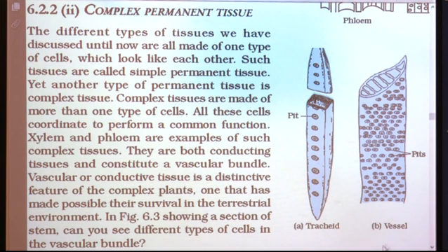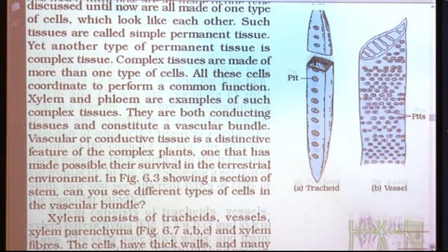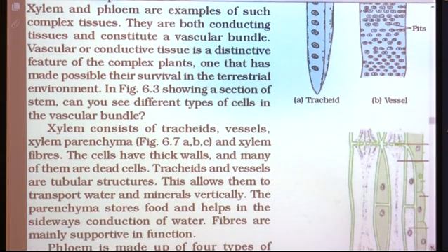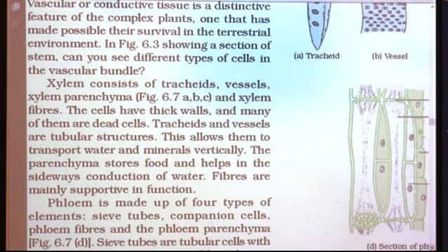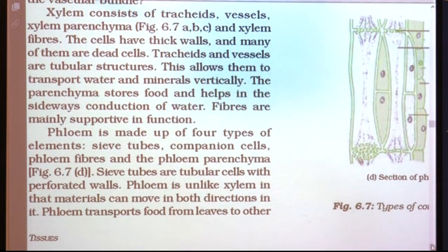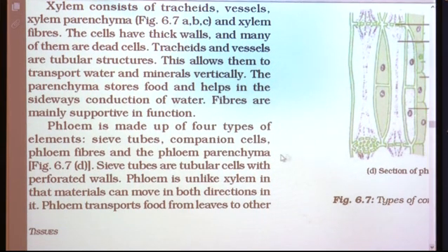Okay, in figure 6.3, which we have already discussed in our previous session, there is a section of stem, and there you can find xylem and phloem are also shown. So, xylem and phloem are the two complex permanent tissues and they perform different functions. They both are conducting tissues because they conduct, means they carry, they transport certain substances. What does xylem transport? Water and dissolved salts in the water, and phloem transports food.